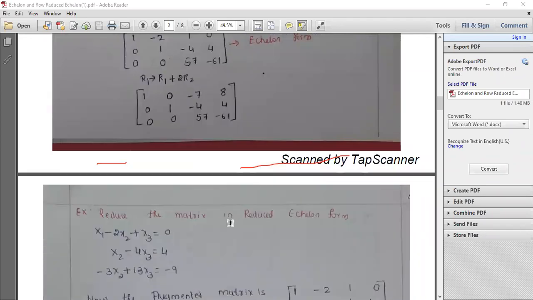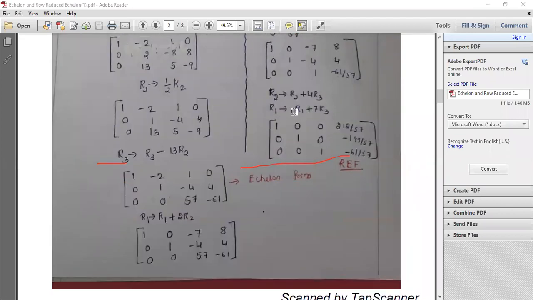If they ask you to reduce the matrix in reduced echelon form, in short, RREF, then you have to go further, do these steps, and then stop at this point. So please remember, you should know how to differentiate between these two: one is echelon form and one is reduced echelon form.